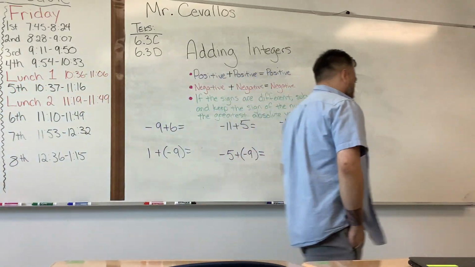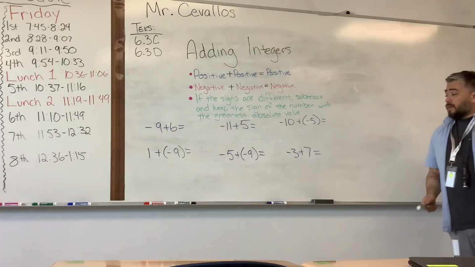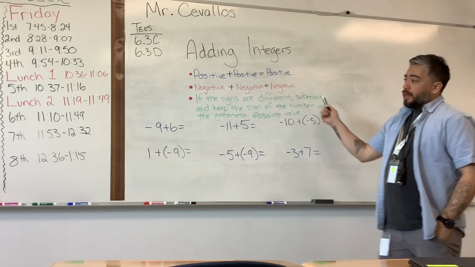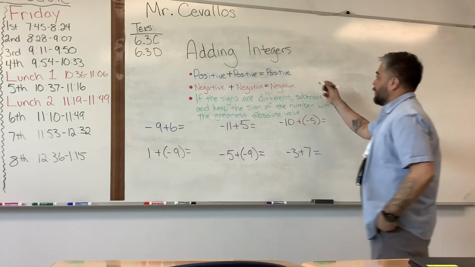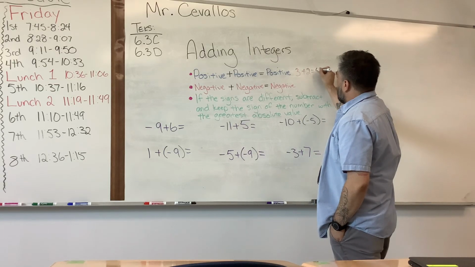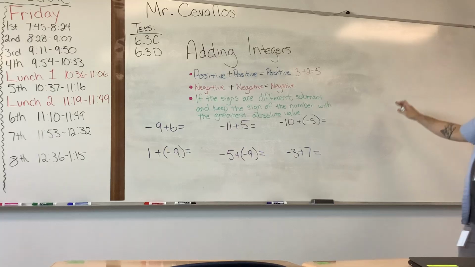The first thing is that a positive plus a positive equals a positive. What does that look like? We'll say 3 plus 2 equals 5. Positive plus positive is a positive.